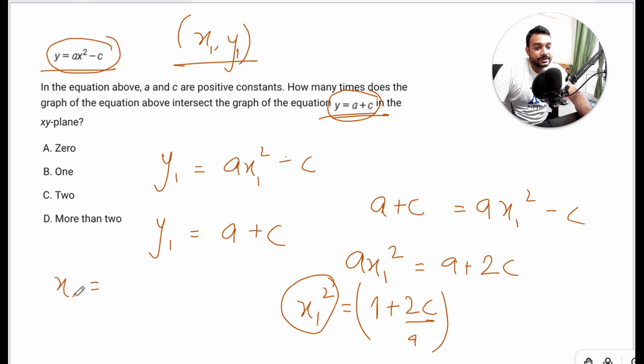x1 will have real roots, which will be plus minus square root of 1 plus 2c over a. So we can safely say it's going to intersect at 2 points. These are positive constants. None of them are 0. So it's 2 points. You could also see it through the graph.